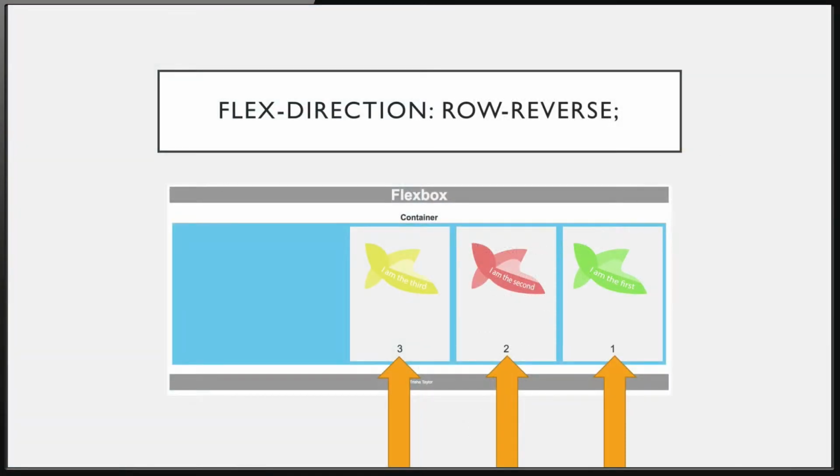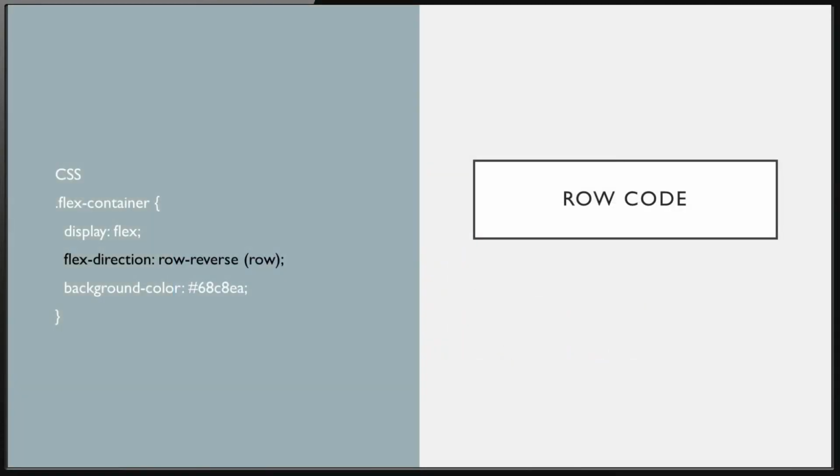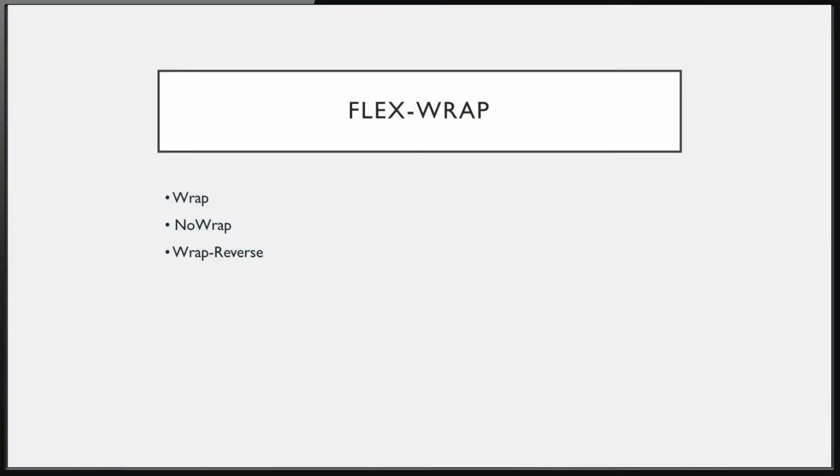Here you can see that I did row reverse. So I created a row, but I wanted to show you how it does the reverse. You can see that 3 is now the first element. Then you have the second element and the first. And this is how you write the code. You have flex-direction: row-reverse; Or if you just want it to be a regular row, just put row in there instead.